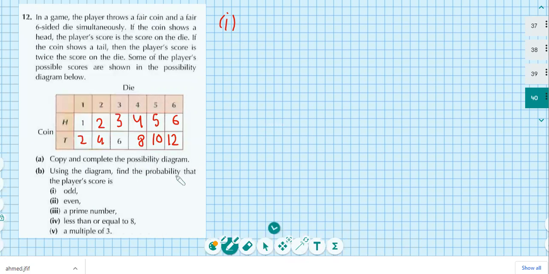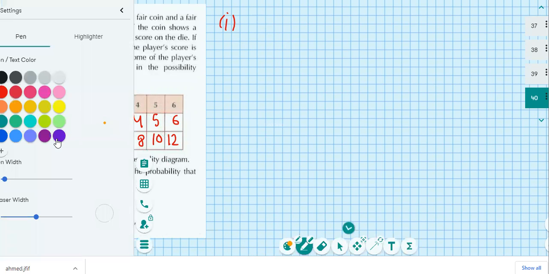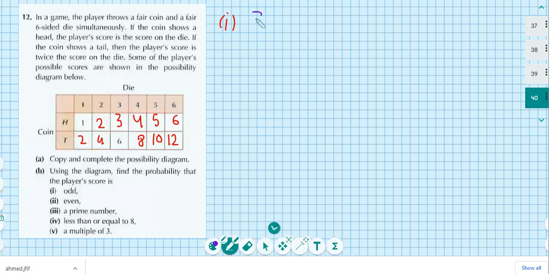How many odd numbers does it have? Player score is odd: 1, 2, and 3. So there are three odd numbers. The probability will be 3 over the total number of outcomes, which are 1, 2, 3, 4, 5, 6, 7, 8, 9, 10, 11, 12. So 12 outcomes. So this will become 1 by 4.